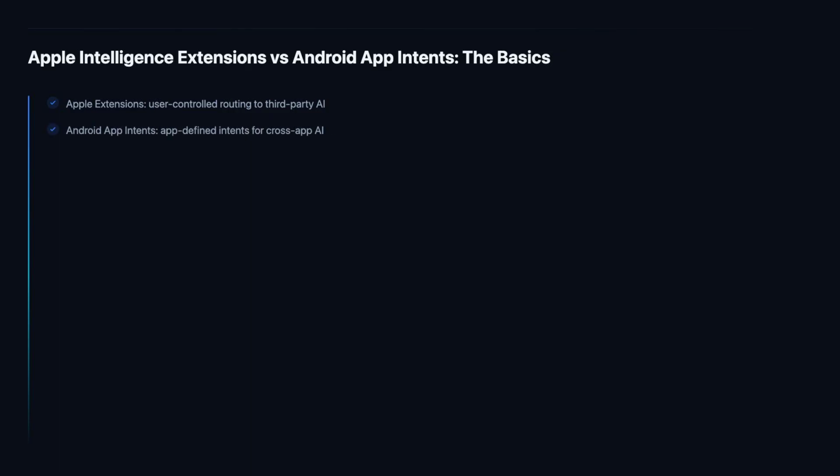Android's App Intents lets apps declare actions that Google Assistant and Gemini can invoke. The model is more developer-driven. Apps describe their capabilities. The OS exposes them to AI assistants.